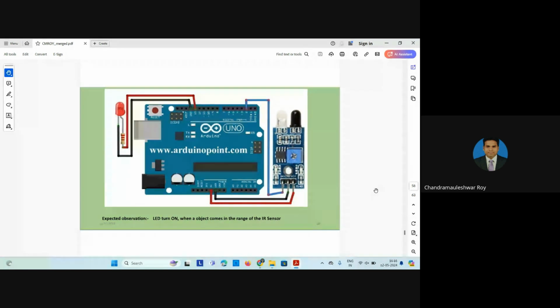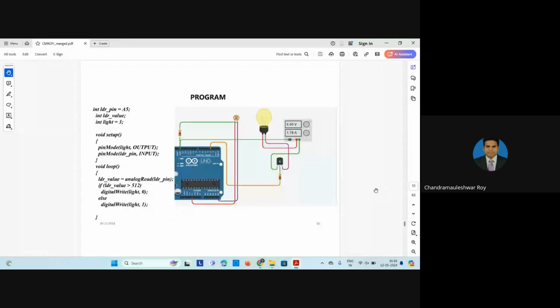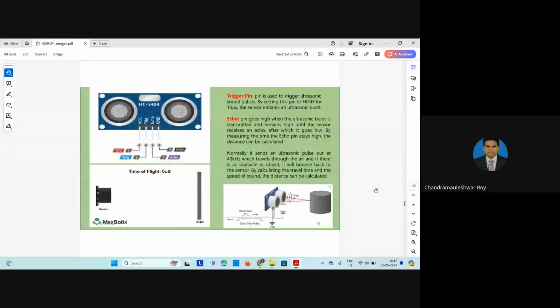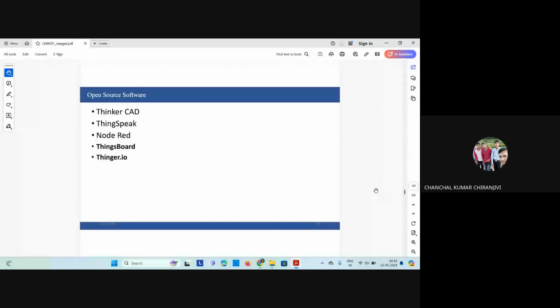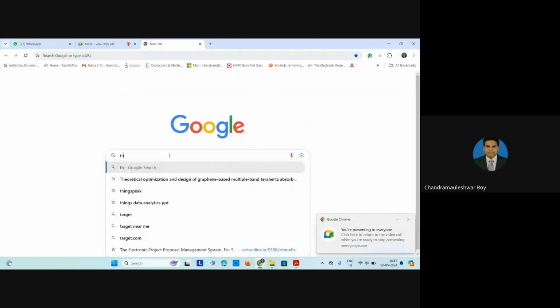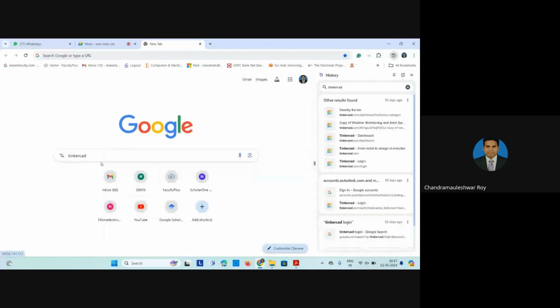Is it visible? Just anyone reply, is it visible or not? Anyone getting? Hello? Yes, yes, sir. Anyone getting? Yes, sir. Okay. So by using Tinkercad you can design. I'm just showing here, just click Tinkercad, then you can type it. See here, Tinkercad.